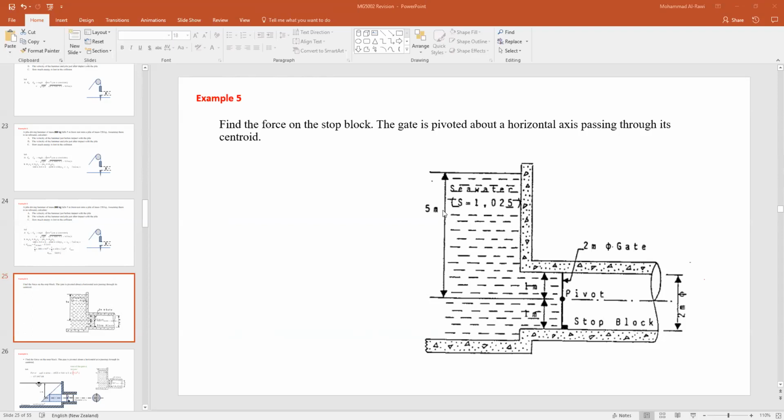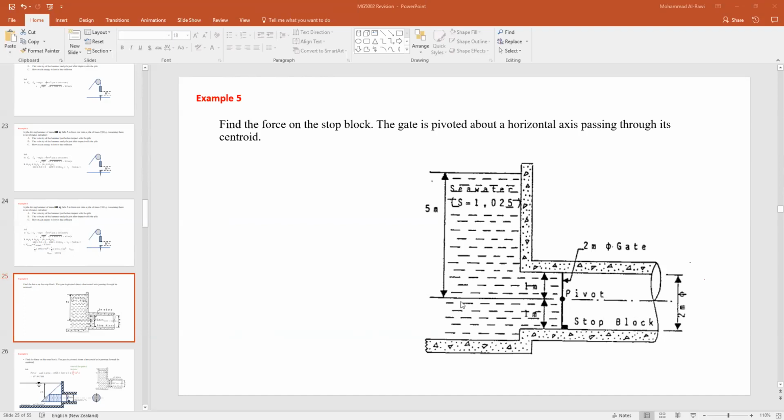Sorry for that. Now, it's given to you that from the surface of the seawater to the center of that gate is about 5 meters. So he's giving you the H value you're going to use to find the force. In this question, he wants you to find the force on the stop block. This is the stop block, highlighted here. So we need to find the center of force and take a moment about the pivot, for example, and then we can determine the stop block.